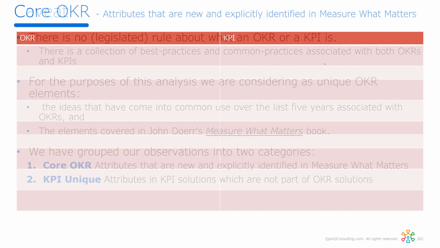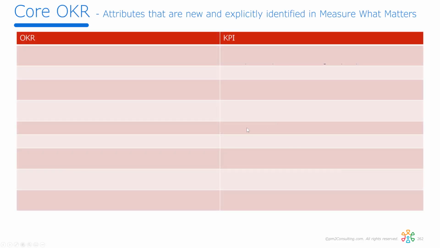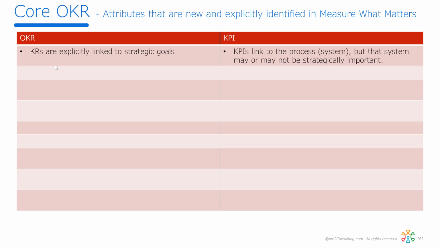So let's start off with core OKR. And what I've done is just put two columns. What's the element as seen by OKRs? What's the element as seen by KPIs? So the first example would be in the OKR world, key results are explicitly linked to strategic goals, right? So you set an objective, a strategic objective or goal, and then I link the KR specifically to it. Whereas with a KPI, they link to the process. Now, the issue here is that process may or may not be strategically important.